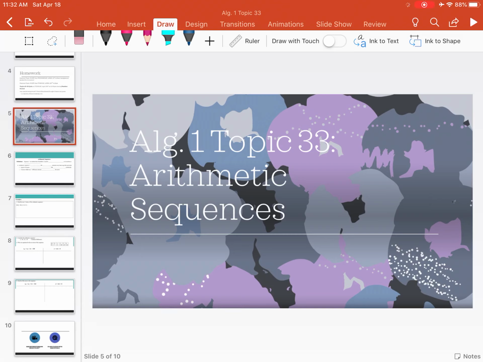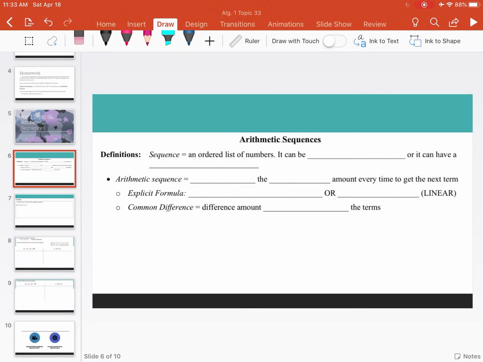Welcome back to topic 33 for Algebra 1, arithmetic sequences. Now with arithmetic sequences, first we have to define what the heck is a sequence. A sequence is an ordered list of numbers.